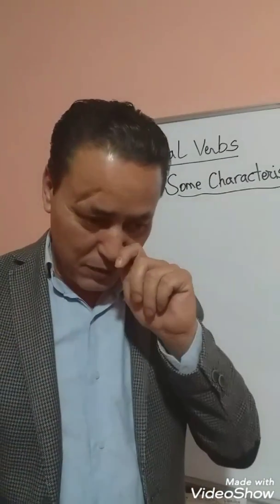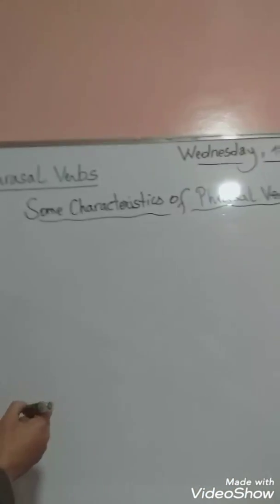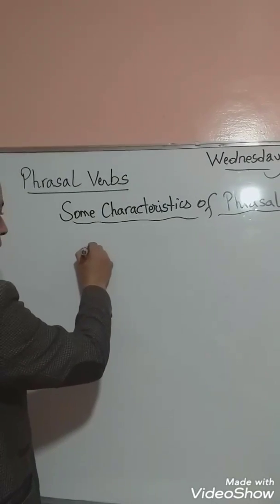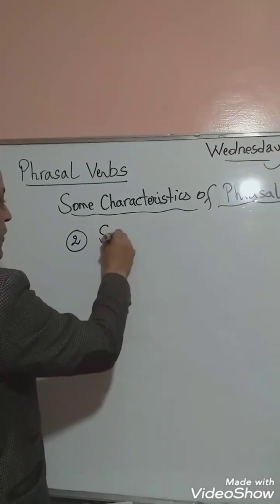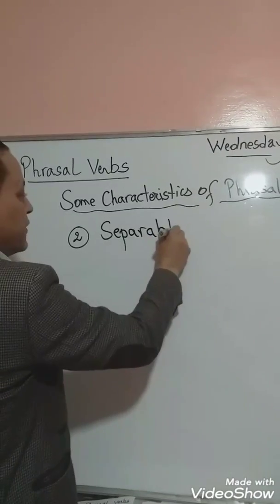We talked about verbs that can have double meanings. Some phrasal verbs do exhibit this kind of characteristic. They can be used in different contexts and they mean different things. Now we move to another characteristic, which is that some phrasal verbs are separable. Number 2, separable phrasal verbs. The majority of phrasal verbs are separable.